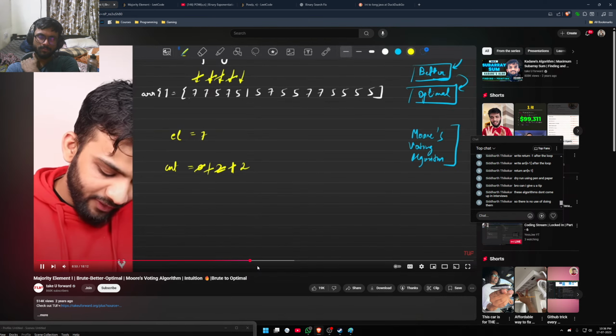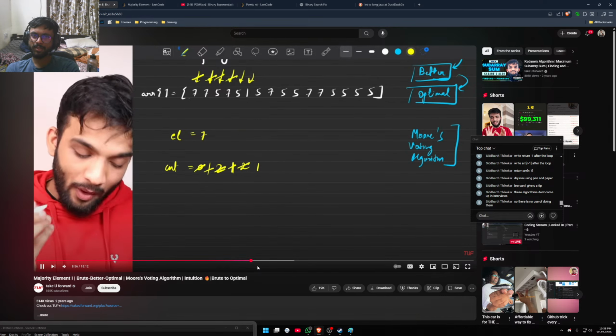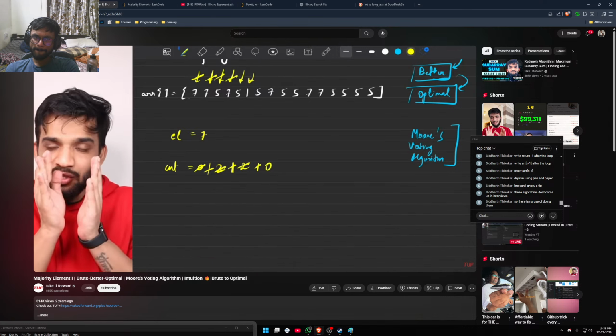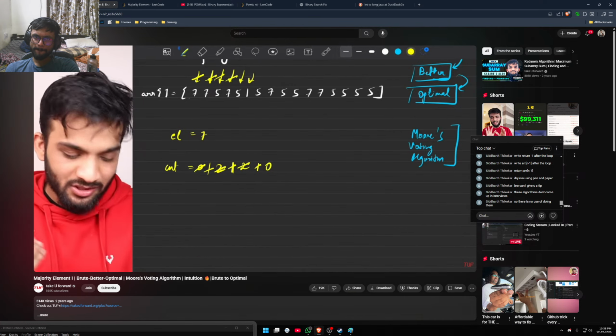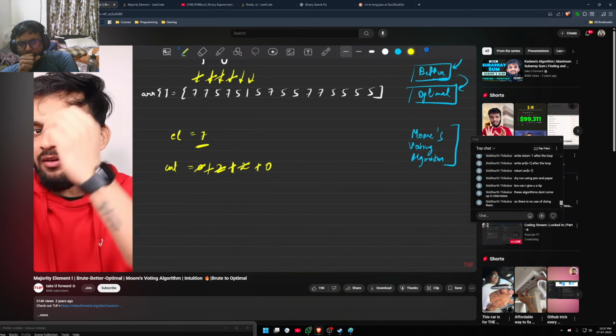So, increase. Next, again 5, decrease. If the interviewer asks, how would you do it without sorting? What would you say? Next, 1, decrease. So whenever you find 7, you increase because 7 was your element. Whenever you find anything apart from 7, you decrease.